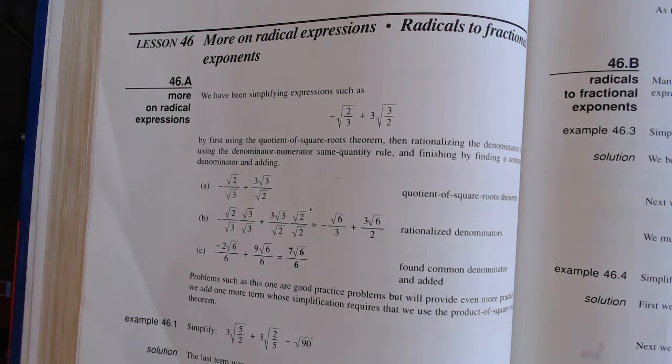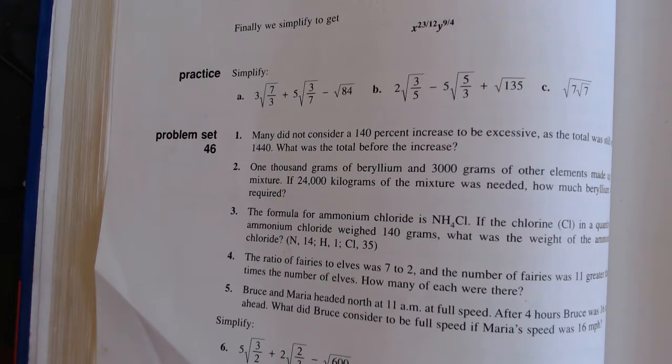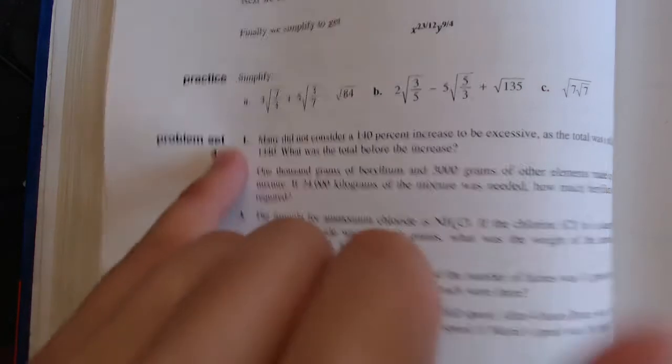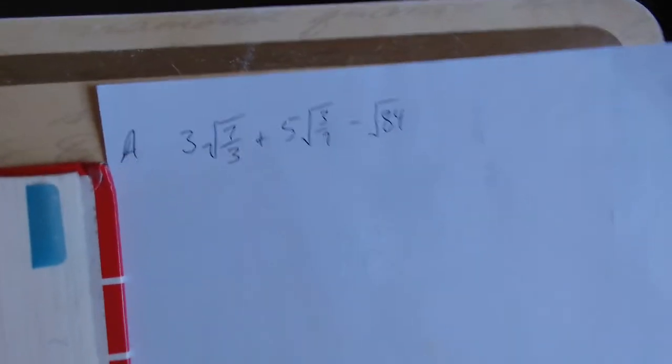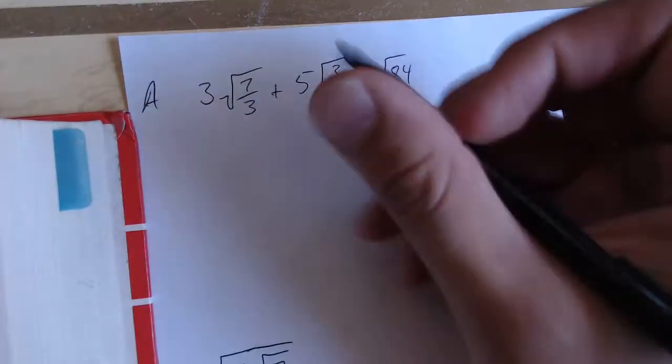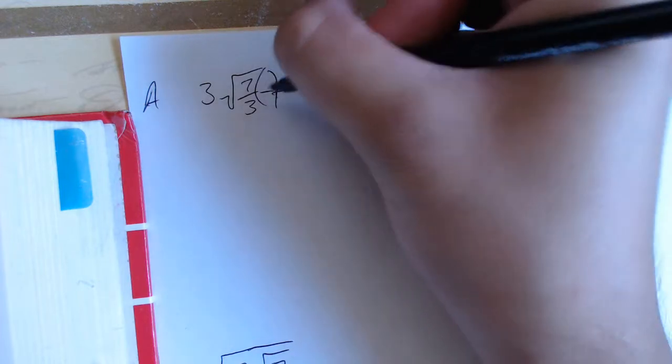Algebra 2, Lesson 46, more on radical expressions and radicals to fractional exponents. We'll be starting with practice A, and practice C, so we'll be doing A, C, and then we'll also be doing example 46.5. So starting with practice A. Before we start, we have to rationalize these fractional exponents, so we'll go ahead and do that now.